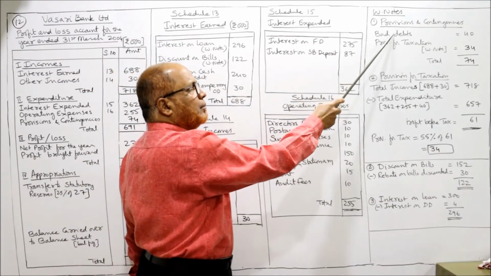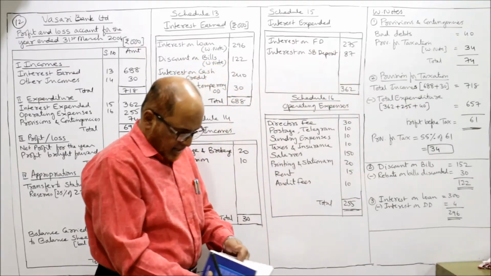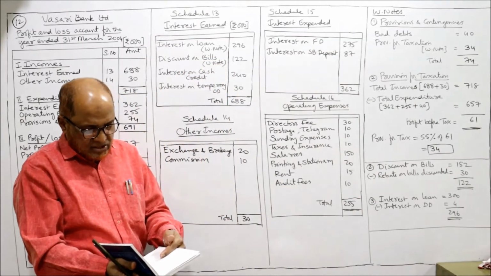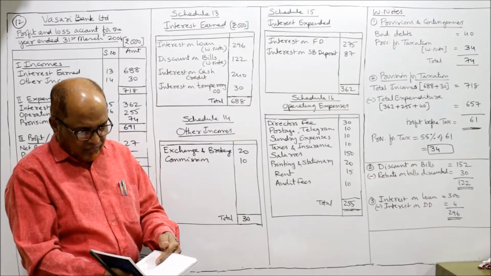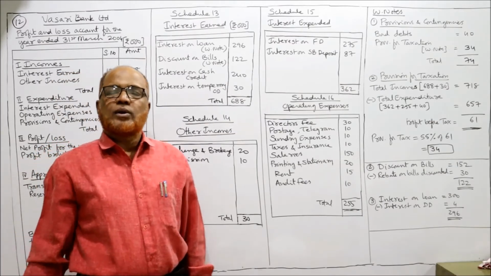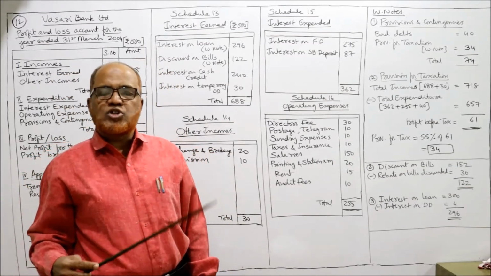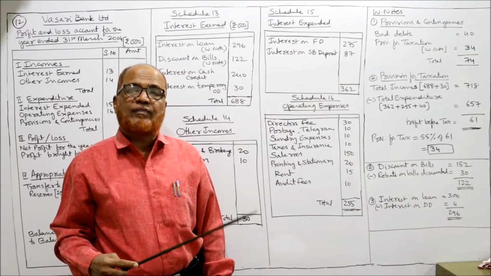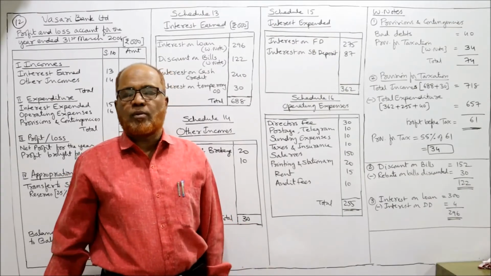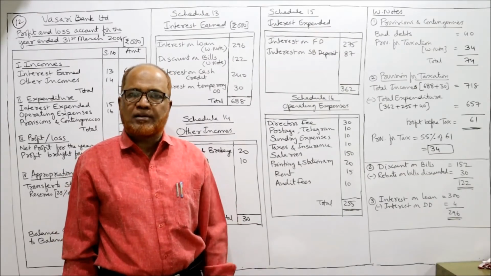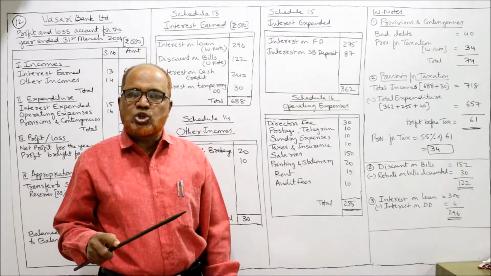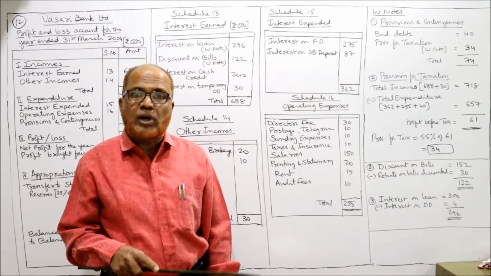In the working note I have taken bad debts 40. And the next one is: provision for income tax is to be made at 55%, rounded off to the nearest 1000. So it is asking you to calculate the provision for taxation at the rate of 55%. Even in the previous problem we calculated it. We know how to calculate. The provision for taxation should be calculated on profit before tax.